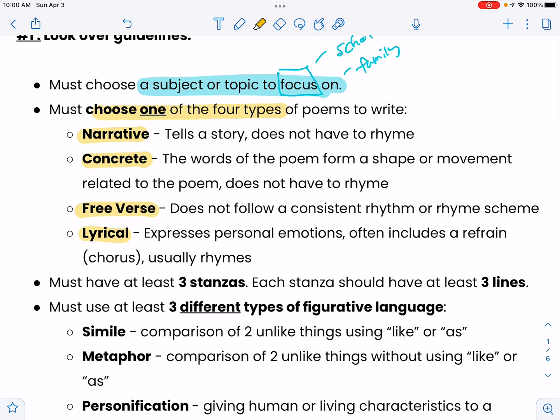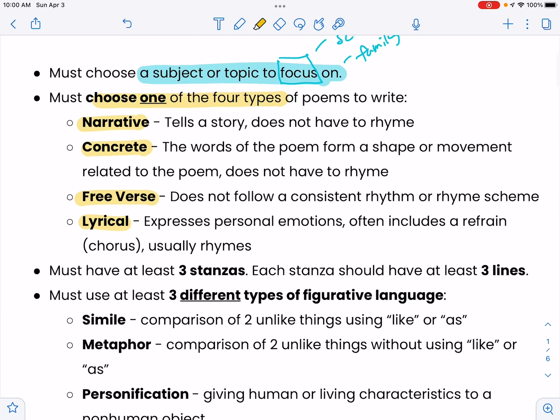Narrative tells a story, does not have to rhyme. Concrete poems form a shape or movement related to the poem, also does not have to rhyme. Free verse does not follow consistent rhythm or rhyme scheme. Lyrical expresses personal emotions, often includes a refrain, chorus, usually rhymes. So whatever it is you are going to do, circle it.